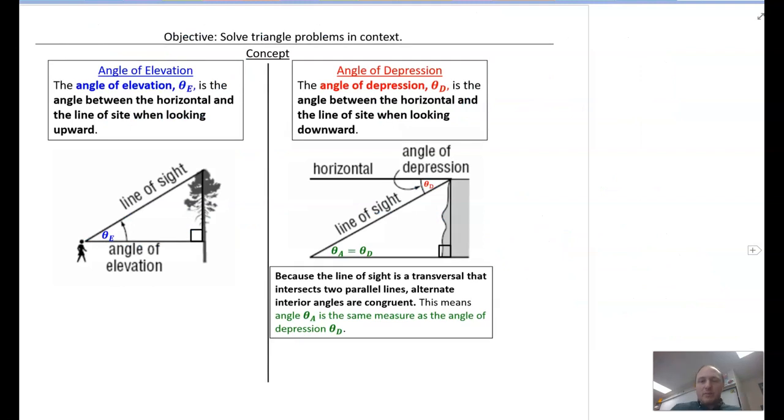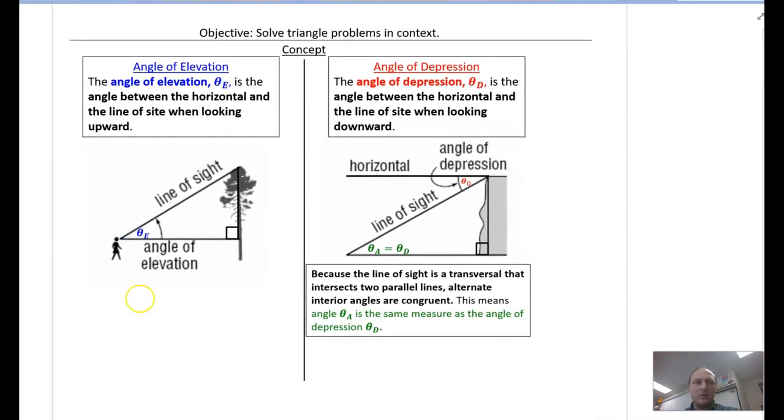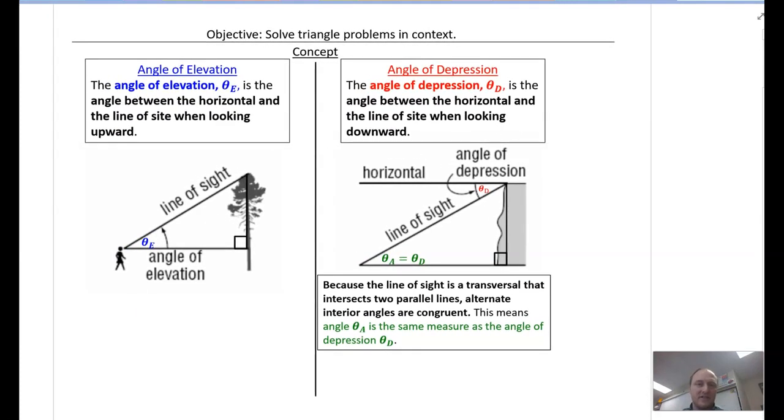Okay, so next I'm going to talk about some right triangle problems, and I want to define a couple of things first. The first thing I want to define is what's called an angle of elevation. An angle of elevation is the angle created between the horizontal line, like your eyesight, and when you look up. If you see a plane passing overhead, when you look up at that plane, you're creating an angle of elevation. An angle of depression is the angle that's created when you look down.